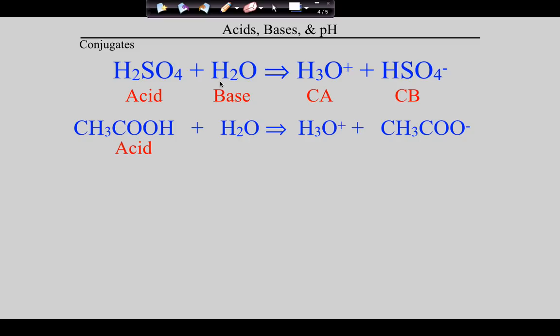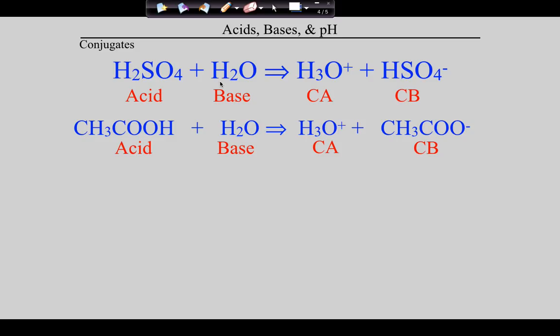Because if this is the acid, what's that make water? The base. Now, guys, look, to do the conjugates, go to the acid, take away the hydrogen. Whatever's left is the conjugate opposite. So that makes this what? Conjugate base, and this is the conjugate acid. You get it? Is that okay?